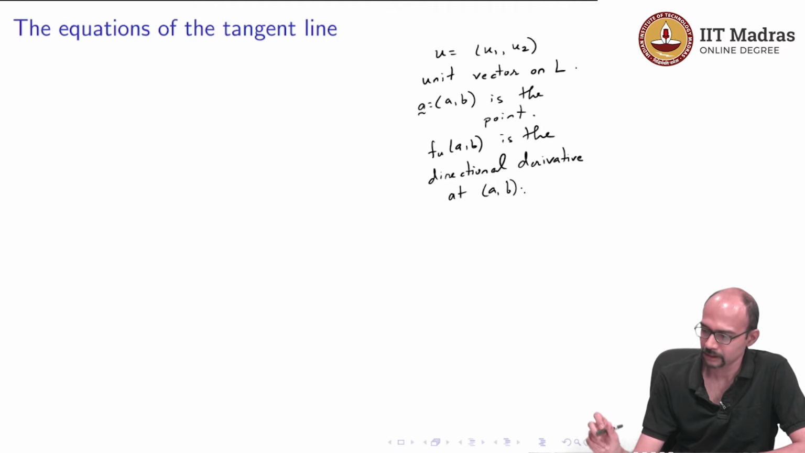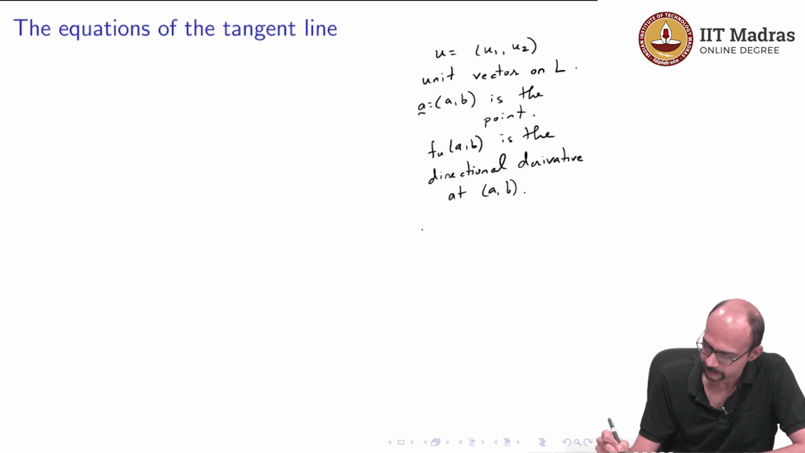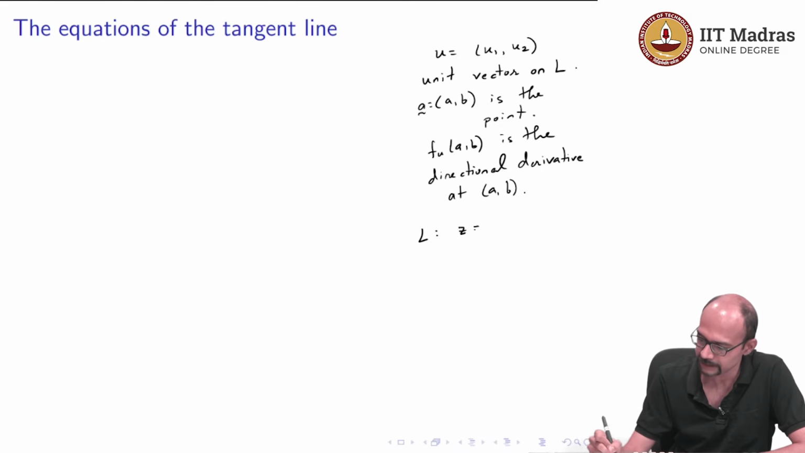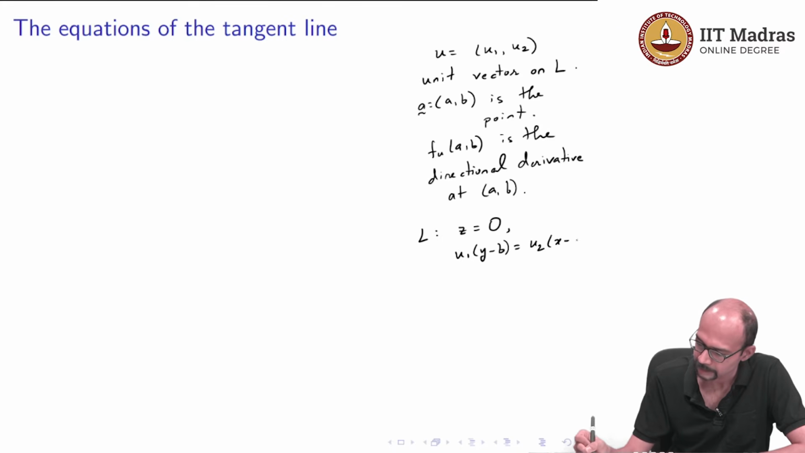So, this is everything that I know. First of all, what is the equation of the line? For the line, first of all we know that it is on the xy plane. So, that means z is 0. This is one of the defining factors, and the other is that it passes through the point (a, b), and it is in the direction of the unit vector (u1, u2). Since that is the case, we can write down the equation as u1 times (y minus b) is equal to u2 times (x minus a).